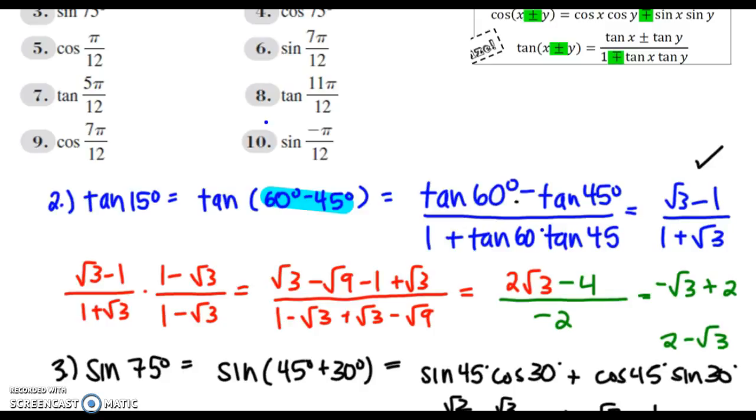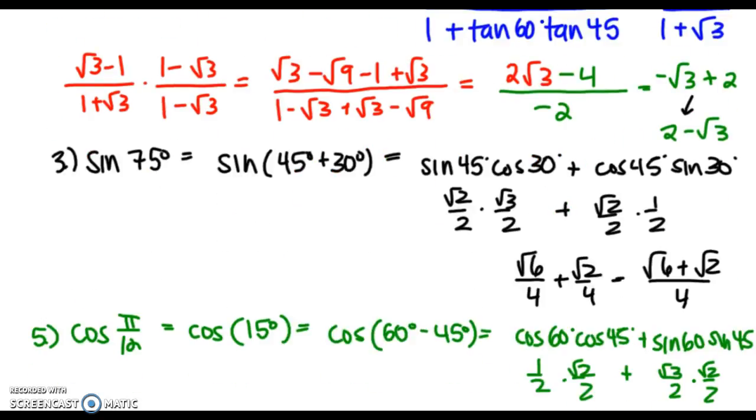You should have 2 radical 3 minus 4 over negative 2. Divide each of those top terms by negative 2. Negative radical 3 plus 2, or the nicer way to write it, 2 minus radical 3. Sine of 75, pretty straightforward.